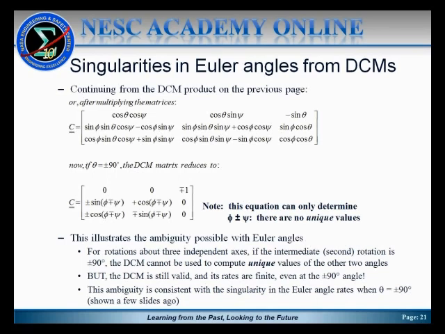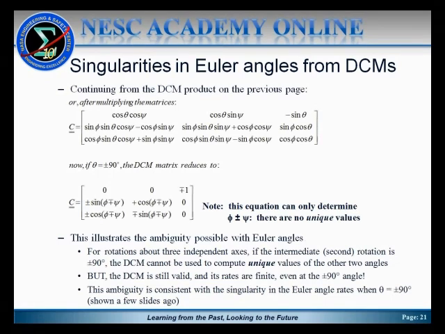In other words, it's proportional to plus or minus sine or cosine of phi minus or plus psi. And so what that shows is if the intermediate angle theta happens to be 90 degrees, then that DCM matrix C can only determine phi plus or minus psi. It cannot determine any unique values of phi or psi because there are none. They're basically any combination of phi plus or minus psi is valid.